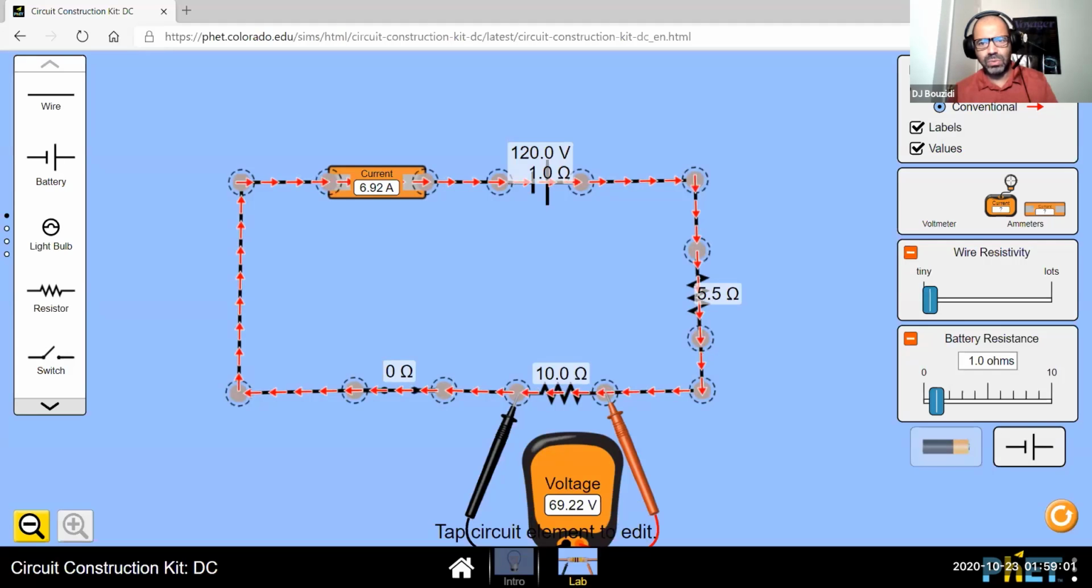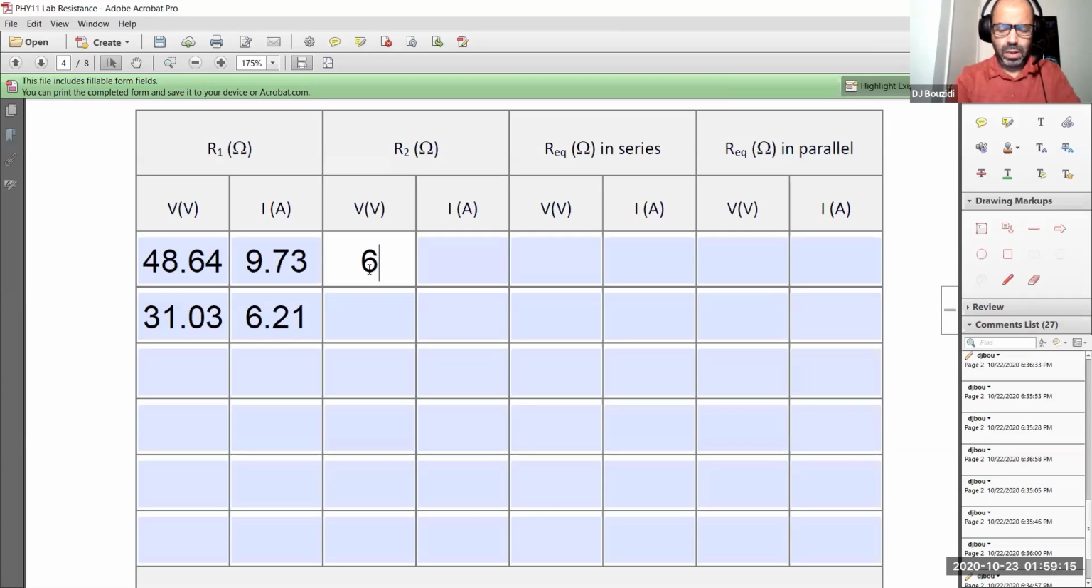So let me stop this one and go back into it. Oh, I'm sorry. Let's share that screen first. Share so that you guys see. So on here, I'm going to put 69.22. And the current actually is 6.92.